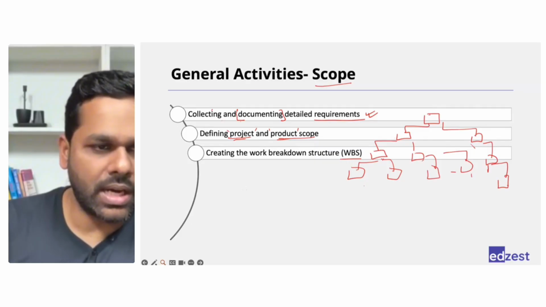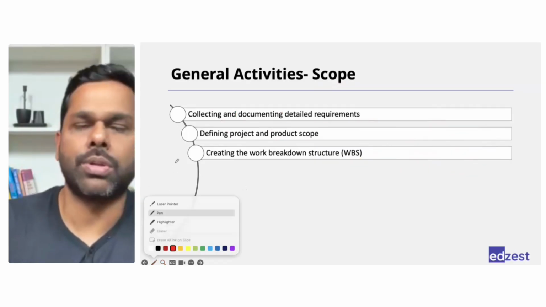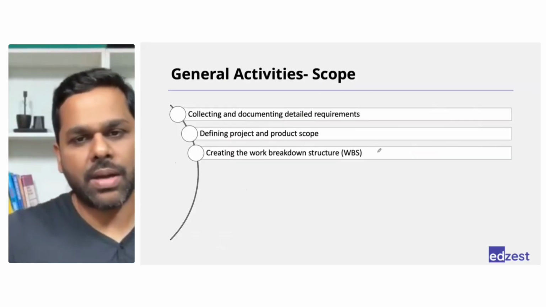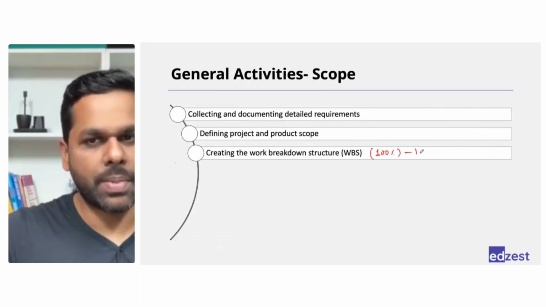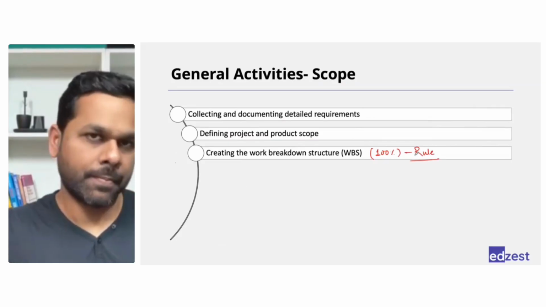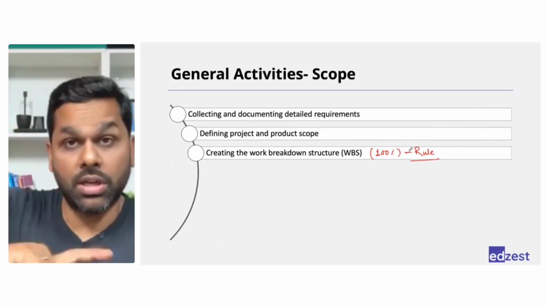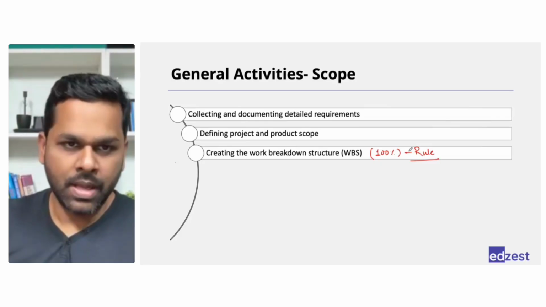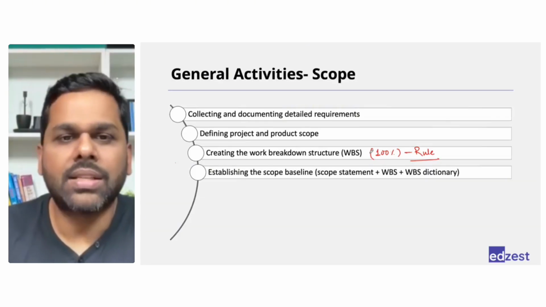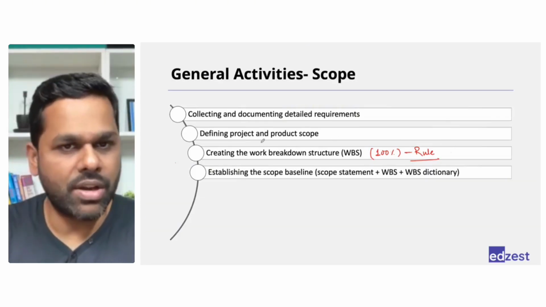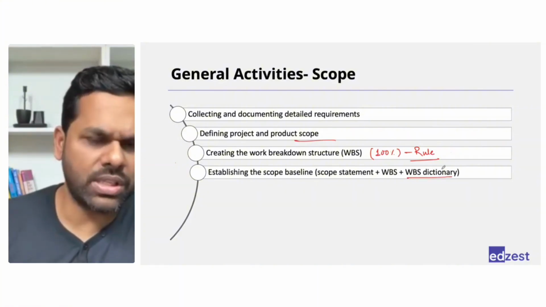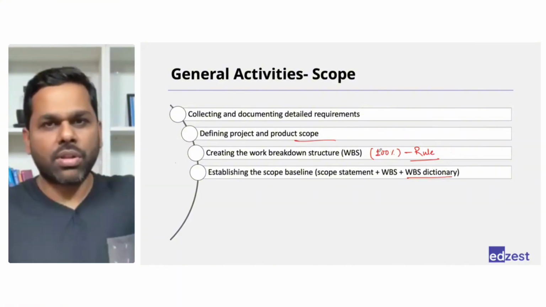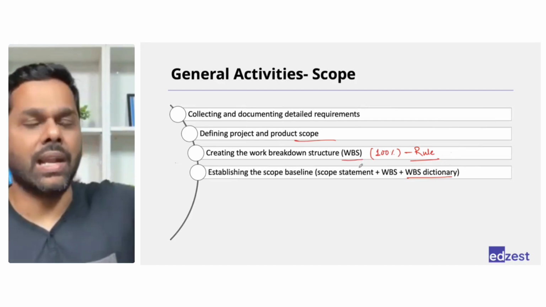So you must create a WBS in every predictive approach project so that you have 100% understanding of what needs to be delivered, which is called the 100% rule of WBS. Every WBS must talk about the complete project. Then take a sign off on the WBS, take a sign off on the scope statement, and take a sign off on something called the WBS dictionary, which is nothing but talking about the WBS work items in detail.